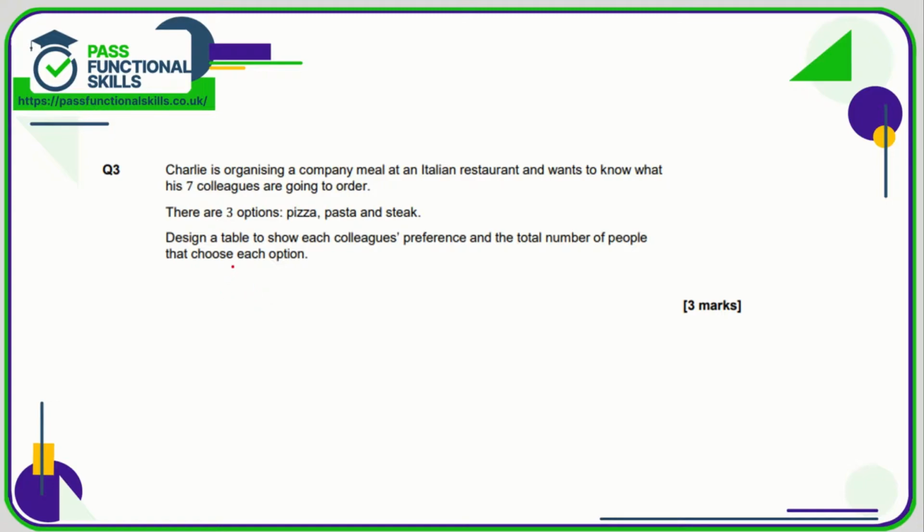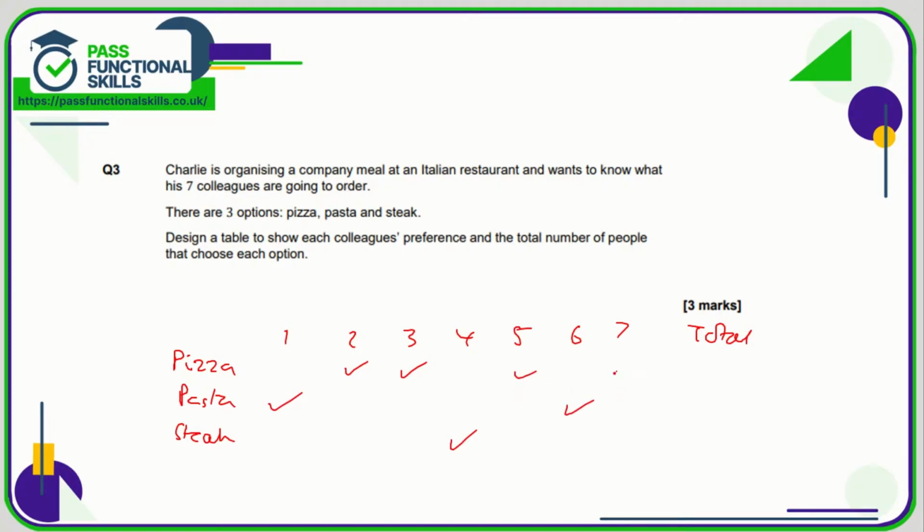Question number 3, well, I suppose there's many ways you could do this, but we know that there are 7 colleagues and they can choose between pizza, pasta and steak. So I would probably do pizza, pasta, steak, person 1, person 2, person 3, person 4, person 5, person 6 and person 7, and then maybe just have a total here so that when person 1 selects pasta, 2 pizza, for example, 3 pizza, then we can just count across, so 4 in total, 2 in total, 1 in total, or whatever it is they select. But we don't need to fill in any values, just the table.